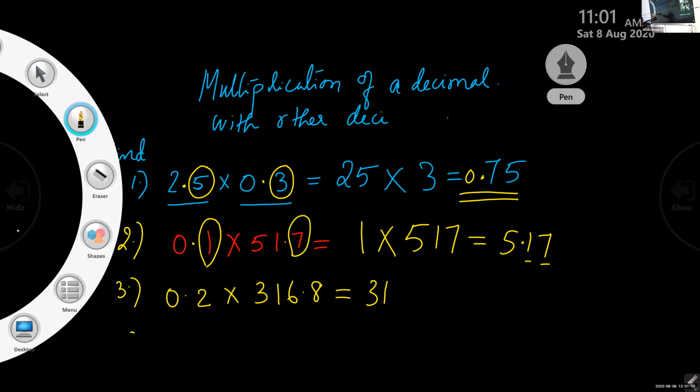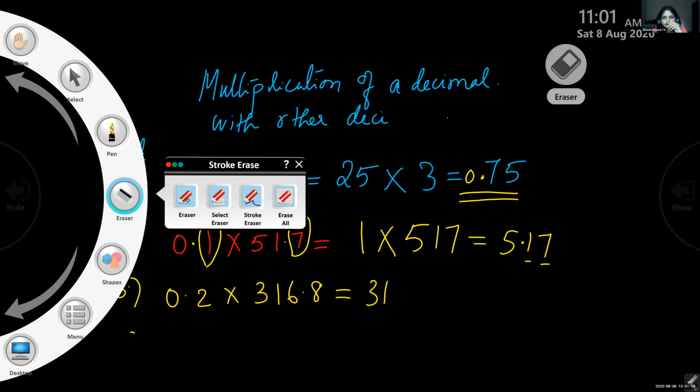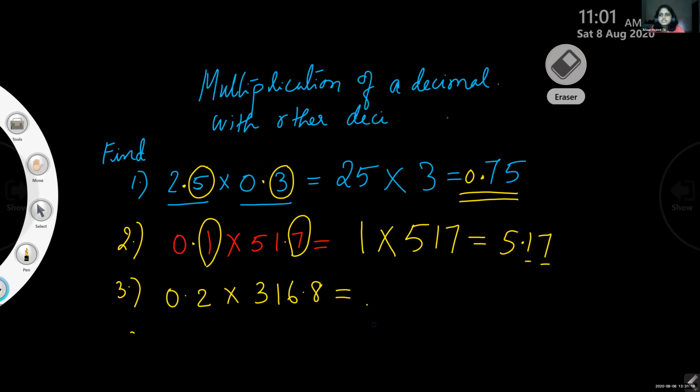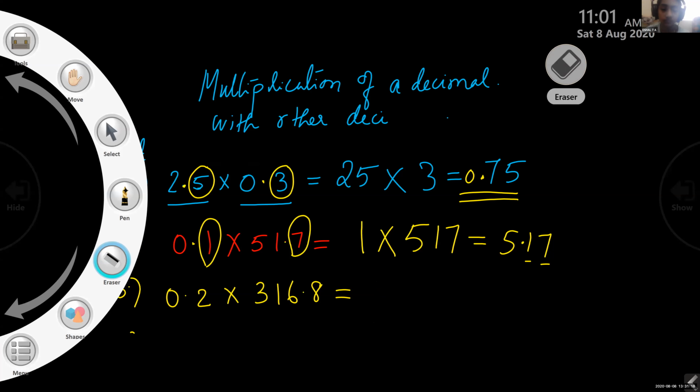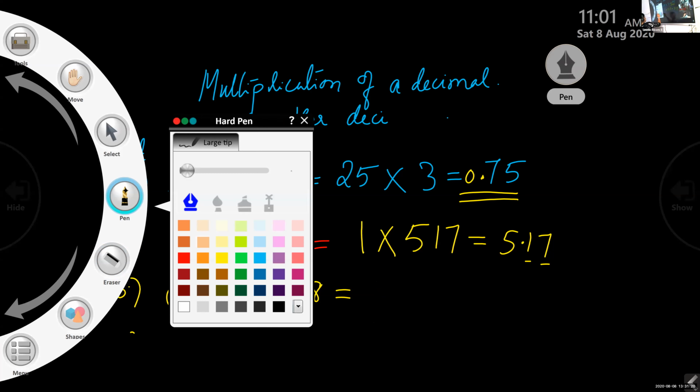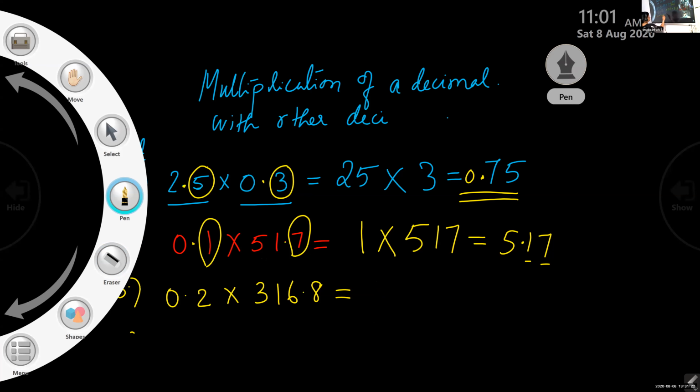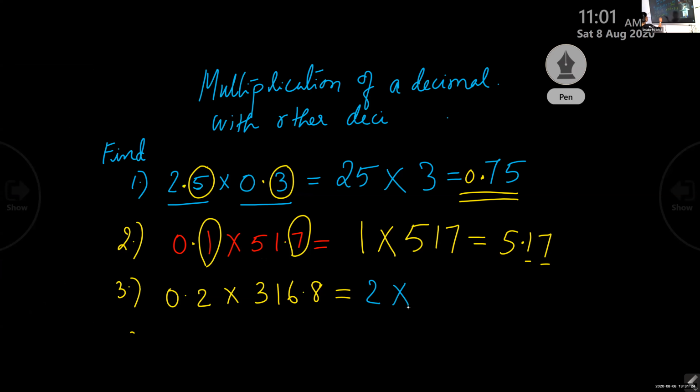So we have to multiply 2 into 3,168. We have to multiply with 2 into 2, the number. Then 3,168. So the answer we'll be getting is 6336. Now, you have to see the decimal places. 1, 2. So, 2 decimal places in the answer also.